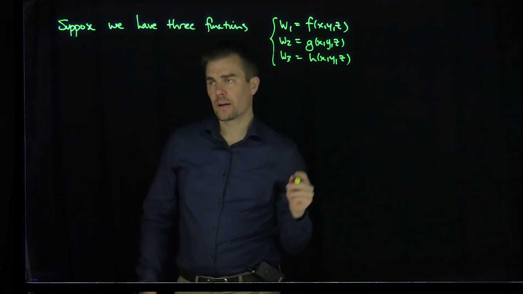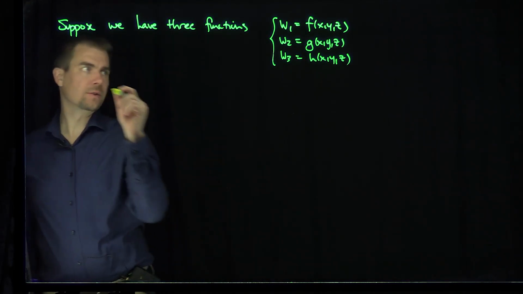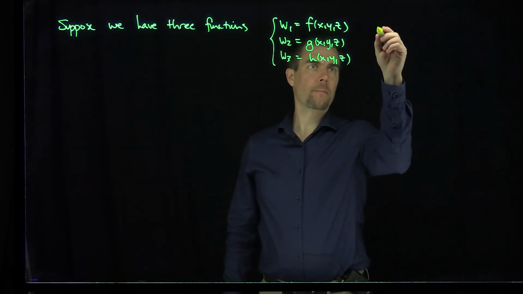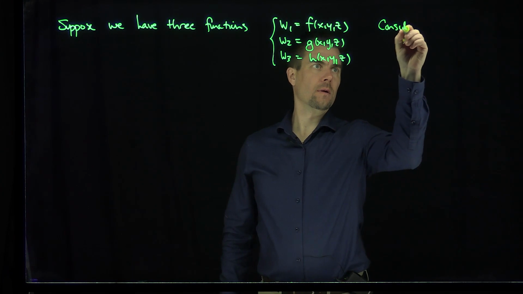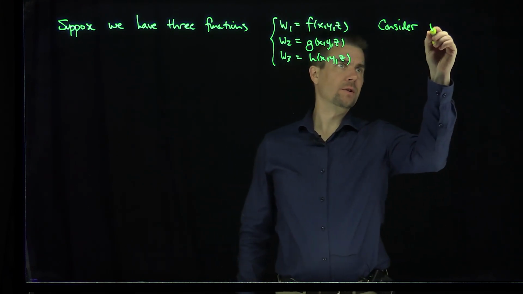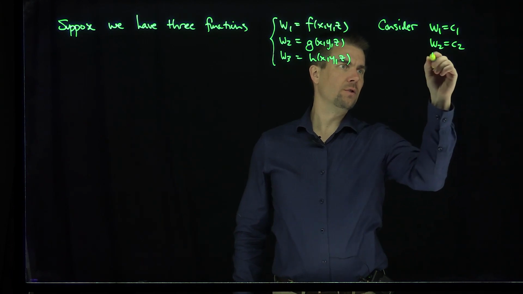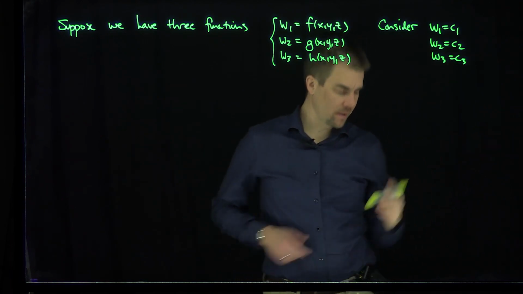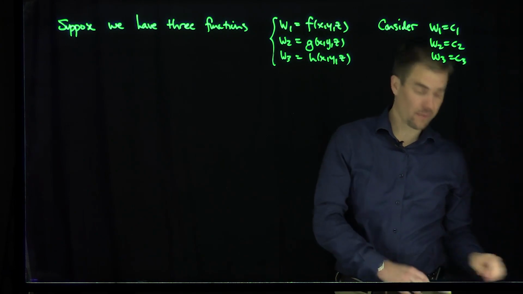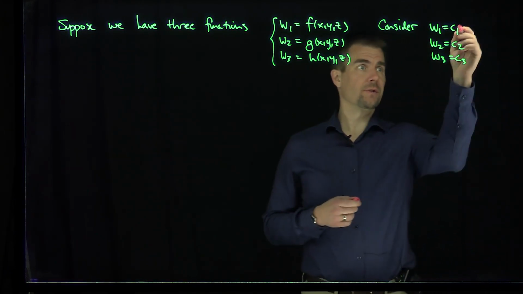And so we're going to consider the surfaces w1 equals c1, w2 equals c2, and w3 equals c3. These are all surfaces because they're the level sets of a function of three variables.